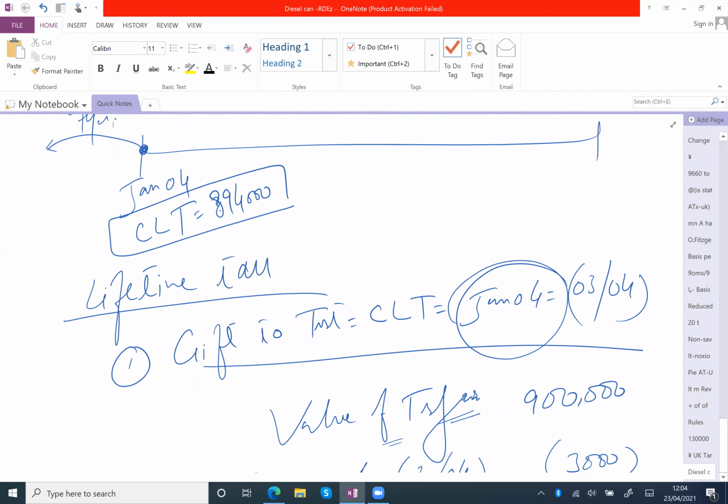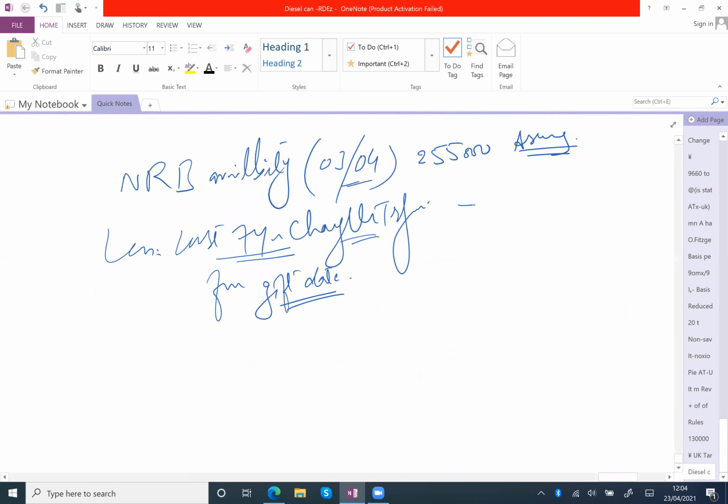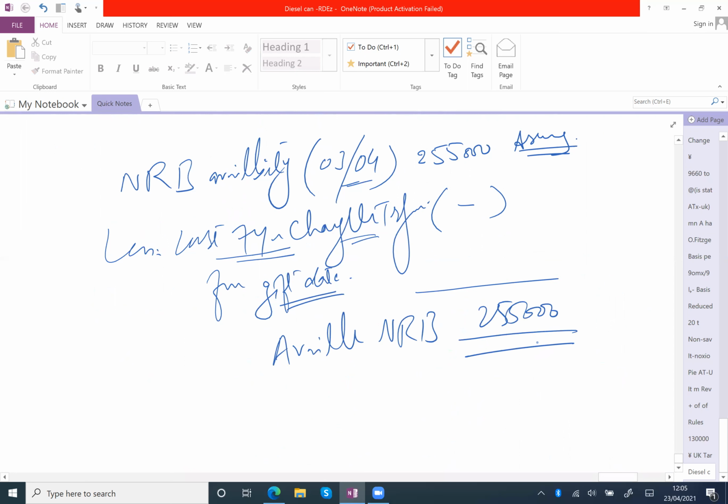PET, obviously, is not chargeable in lifetime, so you only have to see the CLT in lifetime. Chargeable transfer is CLT in lifetime. And at the time of death, PET and CLT both could be chargeable transfers. But right now there is no CLT in previous 7 years. So no chargeable transfer in last 7 years of gift date. So available NRB is 255,000. So full nil rate band is available.